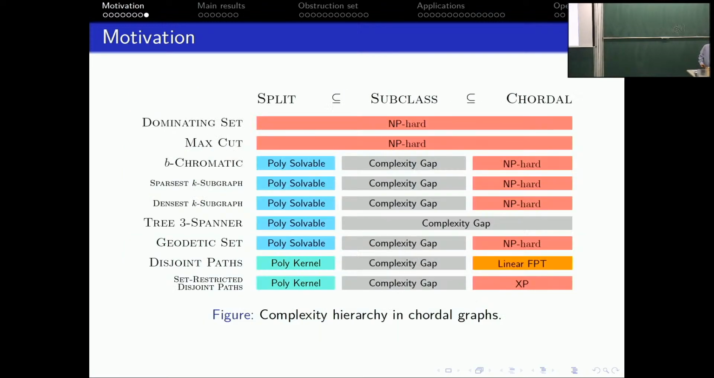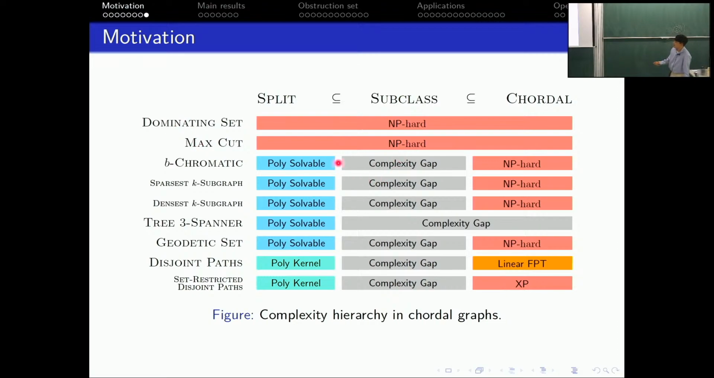Okay, now let's see our result. This is a known complexity result among split graphs and chordal graphs. I'm not going to rigorously describe all these problems, but we'll focus on this complexity result. For the dominating set problem and the max clique problem, it is known that these are NP-hard even on split graphs, so they are still NP-hard on each superclass.